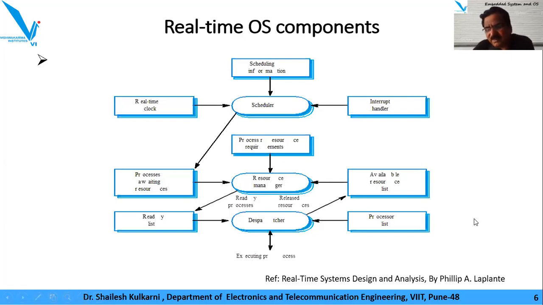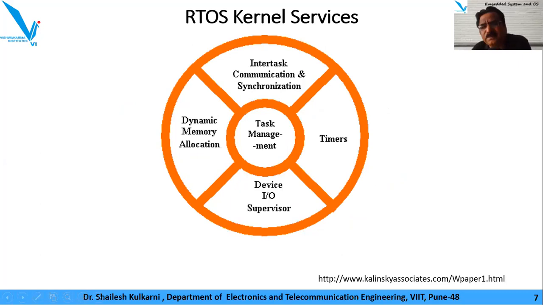Okay, fine. So moving ahead, this real-time operating system's kernel is also called a real-time kernel. RTOS can alternatively be referred to as a real-time kernel, RTK. This particular RTK has the basic services in it, and these basic services are intertask communication and synchronization, timer, device IO supervisor, and dynamic memory manager.